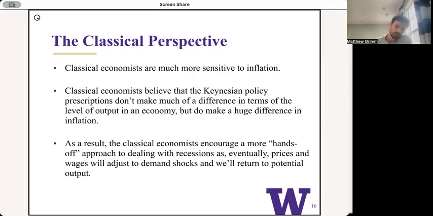So, as a result, the classical economist encourages a more hands-off approach to dealing with recessions, as eventually, in the long run, prices and wages will adjust to demand shocks and will return to potential output. So essentially, we're in a recession. There's no need to really worry about this too much. We know that over time, everything will adjust very nicely and we'll be back to where we were beforehand.